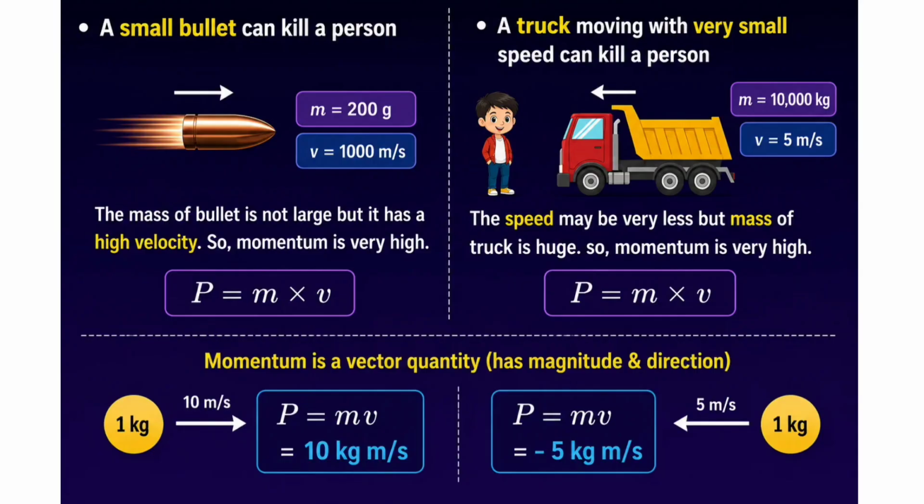Now look at the second ball on the right. It also has a mass of 1 kg, but it is moving to the left at 5 meters per second. Because it moves left, its velocity is taken as negative. Its momentum becomes 1 into minus 5 equal to minus 5 kg meter per second. The minus sign here does not mean the value is less than 0. It simply tells us that the momentum is directed toward the left.